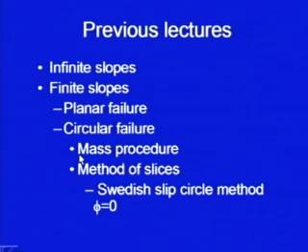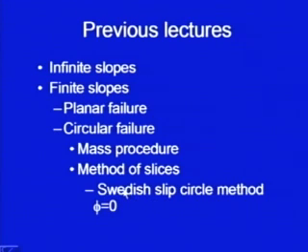In the first procedure, which is called the mass procedure, the entire soil mass which is failing is taken as a whole and its equilibrium is considered. In the second method, which is more popular and more accurate, the method of slices, the mass is divided into several slices and individually the forces are considered on the slices. In this category, we have already discussed the Swedish slip circle method.